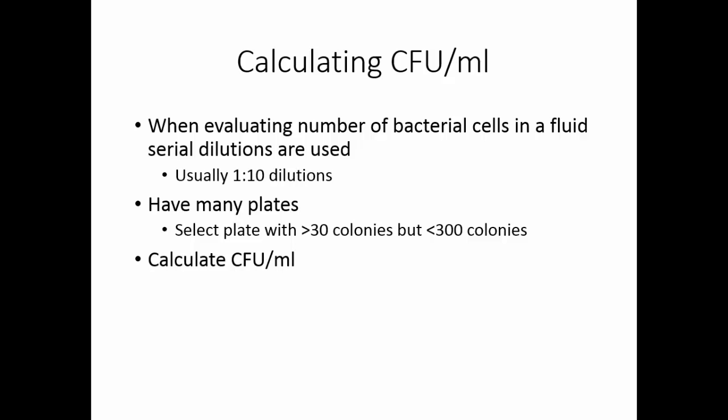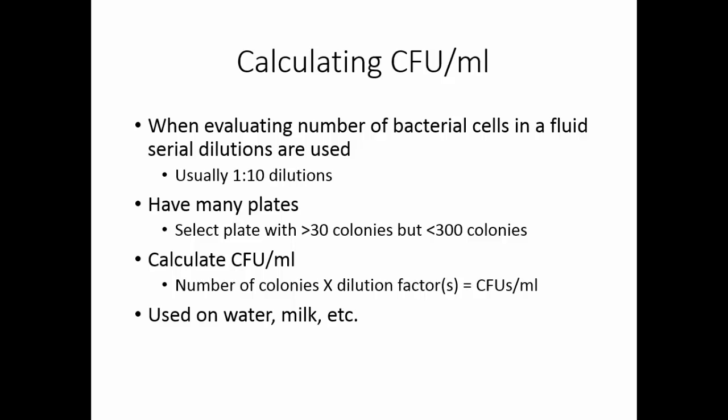To calculate the number of colony-forming units per milliliter, you take the number of colonies you count on that plate and multiply it times the dilution factor that that plate had. That will give you the colony-forming units per milliliter. This is primarily used on things like water or milk, and largely it's been replaced using spectrophotometry.